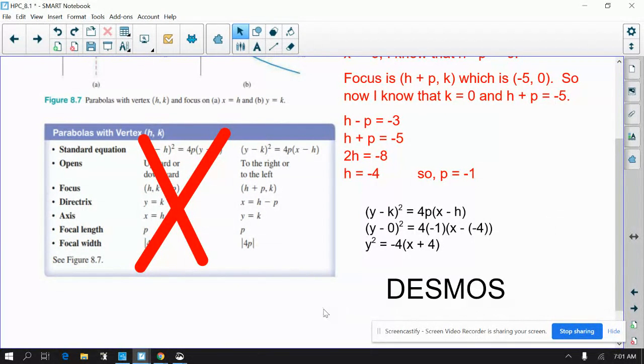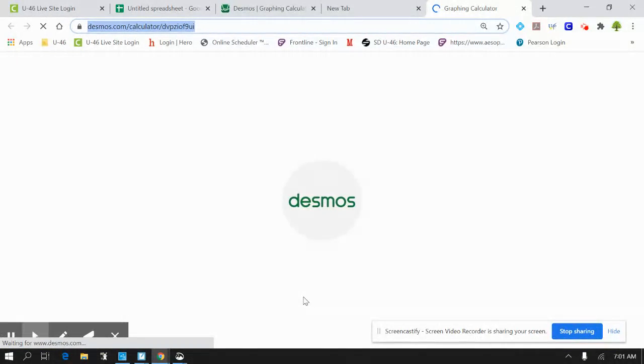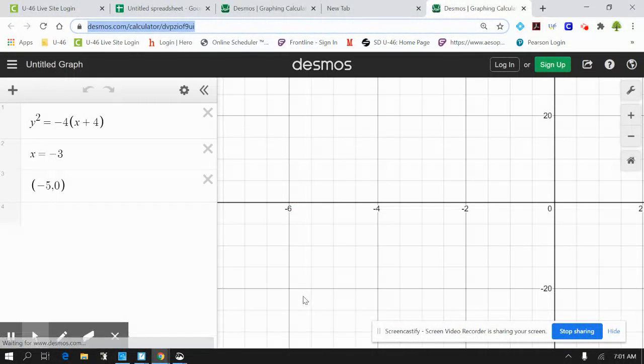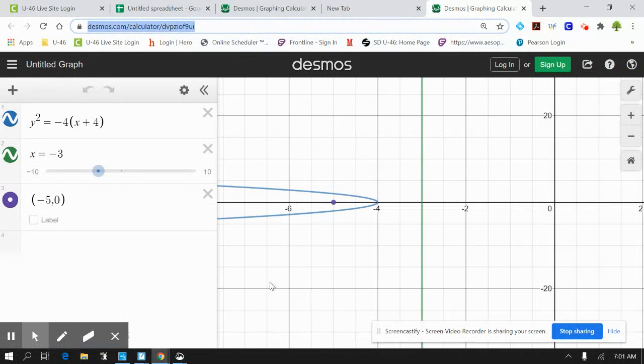So let's look at Desmos really quick. Here is our parabola, and there's the focus, negative 5, 0, and the directrix. All we were given was the focus and the directrix. And you see how every ordered pair in this parabola is equidistant to the focus and the directrix. And this is the p-value right here, p-value of a distance of 1. So that's the focal length.